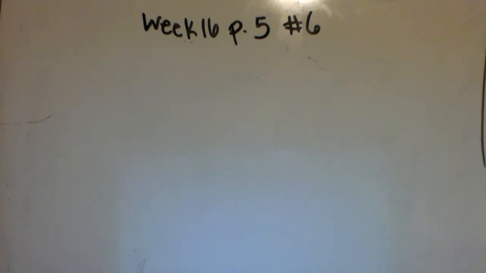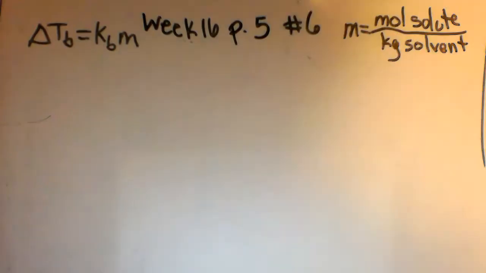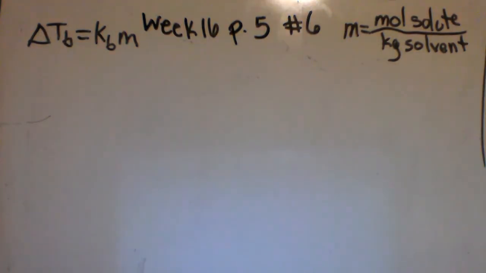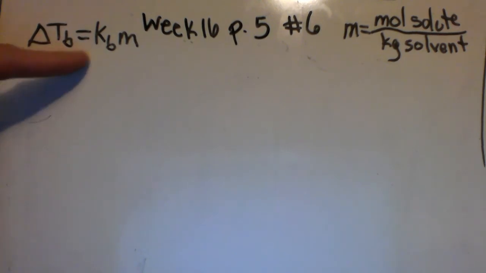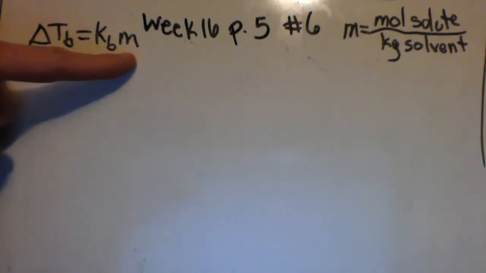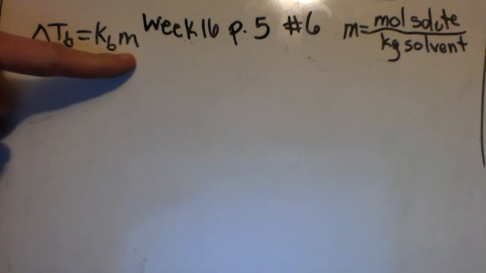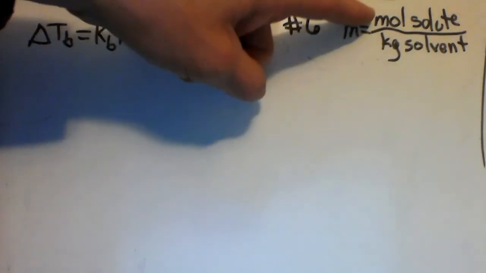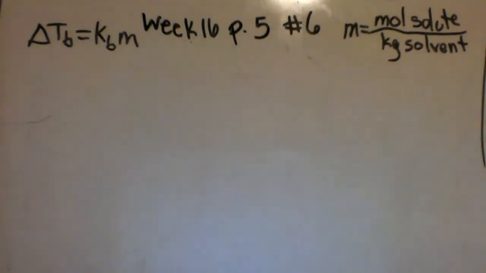First thing we have to do is decide what formulas are going to be needed in this particular question. The two formulas that seem obvious are the boiling point elevation formula, which says the change in the boiling temperature equals the boiling point constant times the molal, which is molality. So we'll also need the molality formula, which is moles of solute divided by kilograms of solvent.